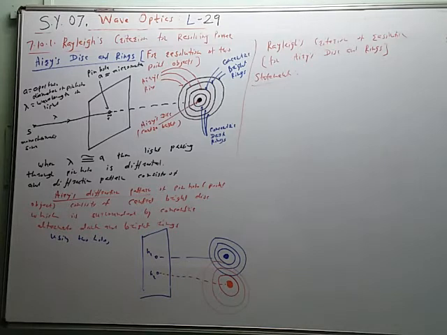Now this Airy disc pattern consists of a central bright disc, and it is surrounded by alternate concentric dark and bright rings. So this is the bright disc, surrounded by dark, then again bright, dark, like this.